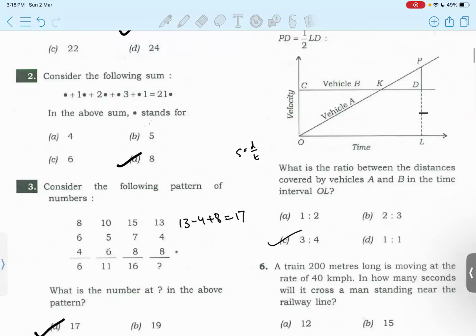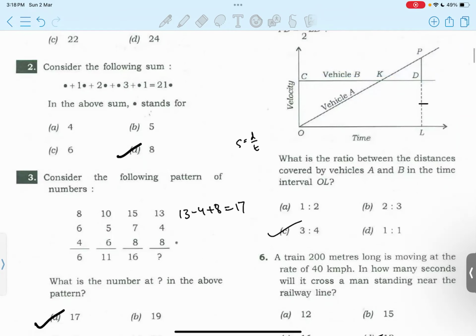In fifth, we are given this graph. So this line OKP is representing velocity of vehicle A. This is for vehicle B. We have to calculate the ratio of the distance covered by them. We are also given that PD is equal to half of DL. So we have to calculate the ratio of the distance covered by each of the vehicles.